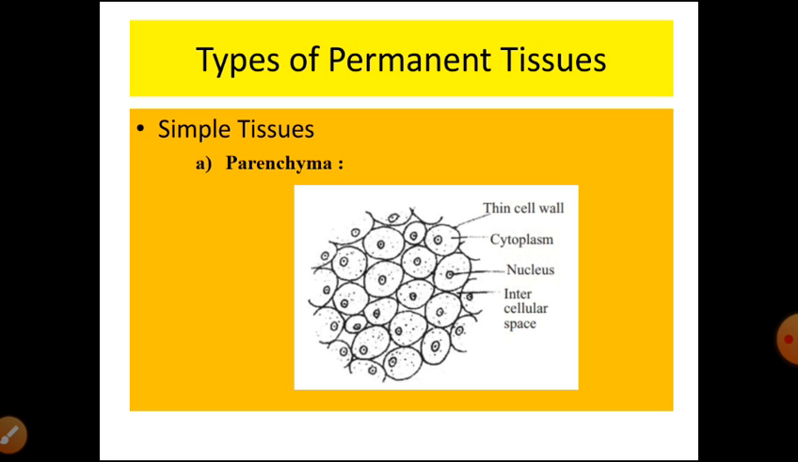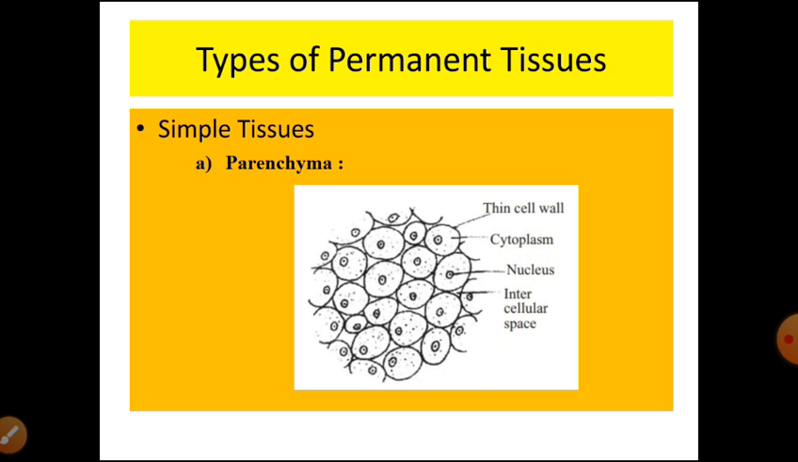Simple permanent tissue can be divided into different subtypes. For example, the first subtype of simple tissue is parenchyma. Parenchyma cells are the most common simple tissues of the plants with relatively little specialization. It is composed of cells which are usually isodiametric in shape with intercellular spaces. These cells have active protoplast. This tissue is universally distributed in all the plants.